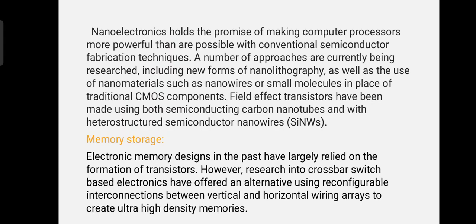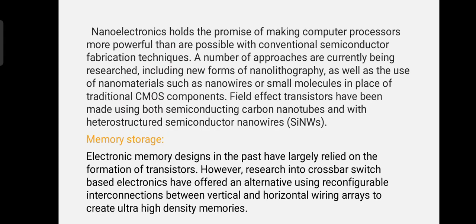A number of approaches are currently being researched, including new forms of nanolithography, as well as the use of nanomaterials such as nanowires or small molecules in place of traditional CMOS components. Field effect transistors have been made using both semiconducting carbon nanotubes and heterostructured semiconductor nanowires. Memory storage: electronic memory designs in the past have largely relied on the formation of transistors.